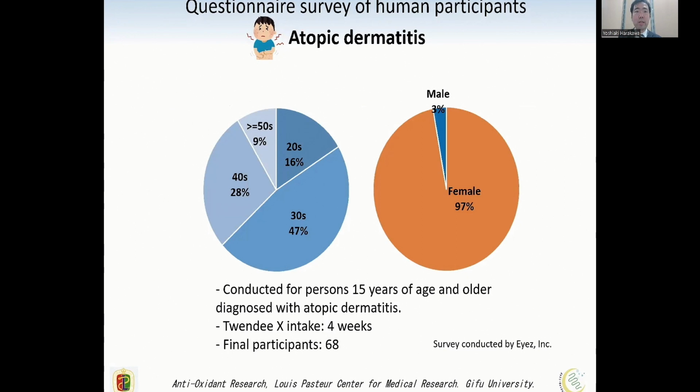Next, a similar survey was conducted on atopic dermatitis. Participants were recruited from those 20 years of age and older who had been diagnosed with atopic dermatitis. We had 68 participants, mostly females, in their 20s to 50s and older. Participants were asked to take 20X for 4 weeks.